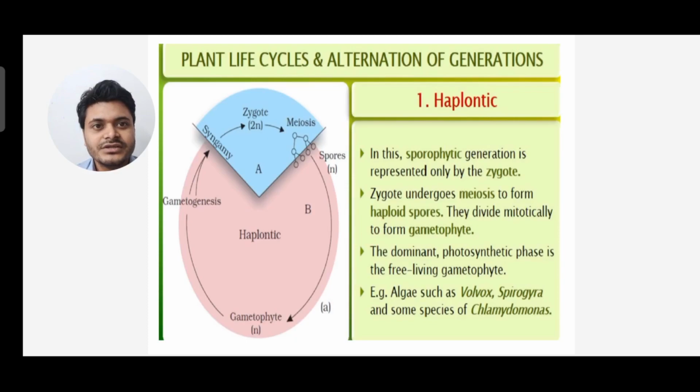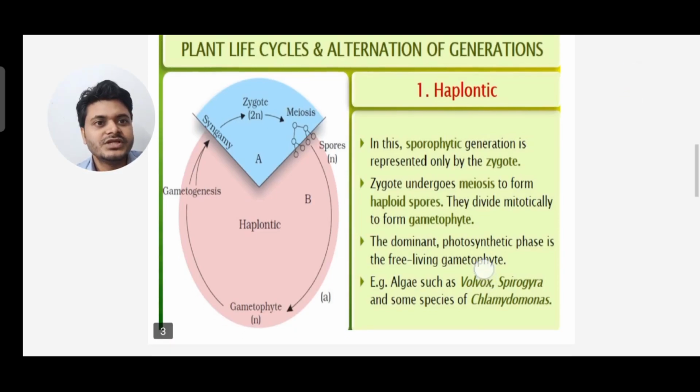You can see the zygote is sporophytic, followed by meiosis, then spores are formed, then gametes are formed by gametogenesis, and again syngamy is the union, fertilization, and the zygote is formed again. In a nutshell, in the haplontic life cycle, mostly 95% is haploid in nature and the rest is diploid. The only diploid sporophytic generation is the zygote, and the rest is haploid. So let's move to the next slide.